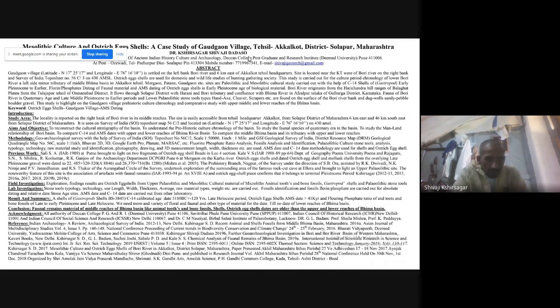AMS dates and C14 dates methodology are used for the shells and Ostrich eggshells. Findings of my field investigation and exploration: the Ostrich eggshell for the Upper Paleolithic and Mesolithic culture material of the microlithic, animal teeth and the bone fossils, gastropod shells and Paleolithic stone tools are recorded. Lab investigation: stone tools types, technology used, length, width, thickness, average, raw material types, weight, etc. carried out of the fossils. For fossil identification, fossil fluorine phosphate are carried out for the absolute dating and the relative date of the Stone Age sites. AMS dates and C14 dates are carried out for the other laboratory.